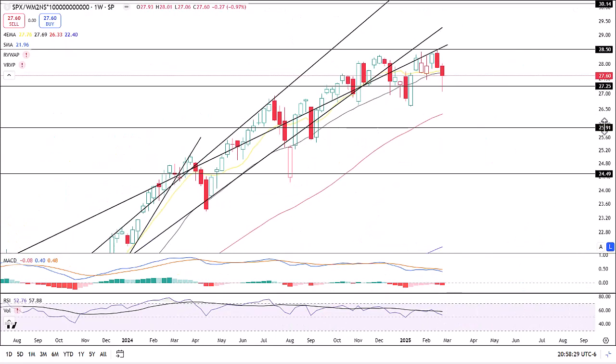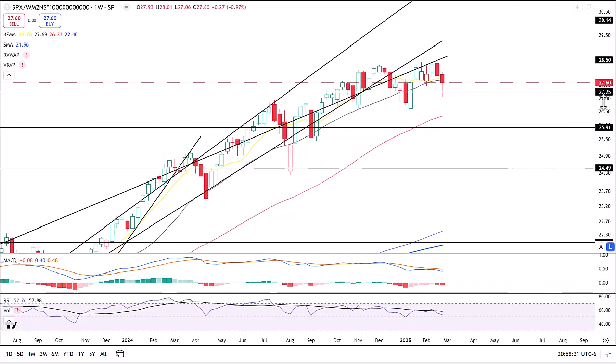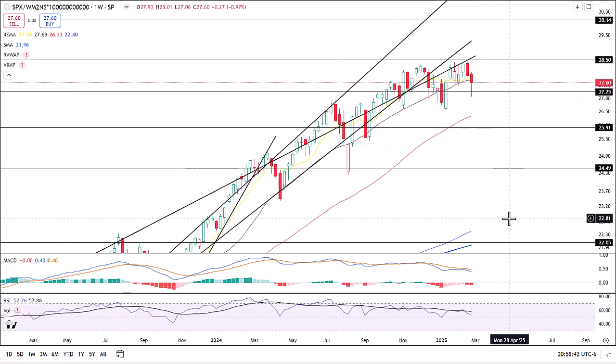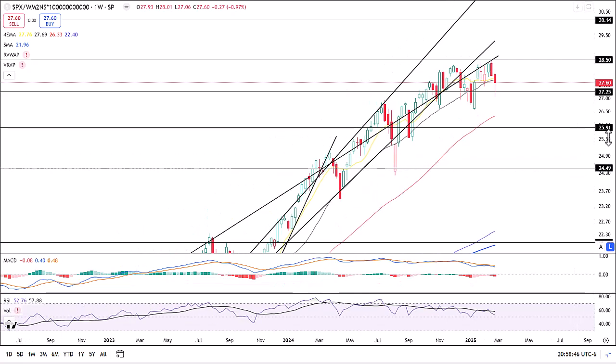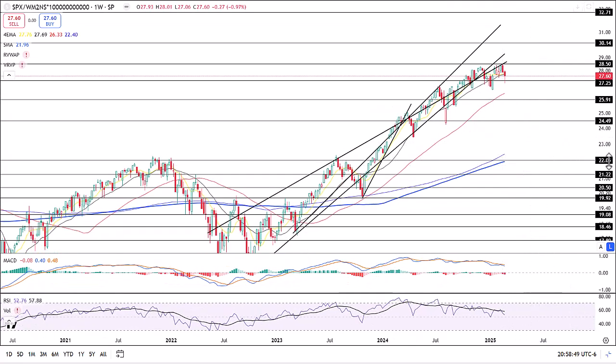Moving over to the SPY divided by the M2 money supply, pushed to the 27.25 level, wicked that level, found a little bit of a bounce. Expecting it to go through there. Your 55 is at 26.33, and then once we start to go through those levels, I do expect to go back to that 25.91 level at some point. And realistically, I think 22.05 is potentially in play.